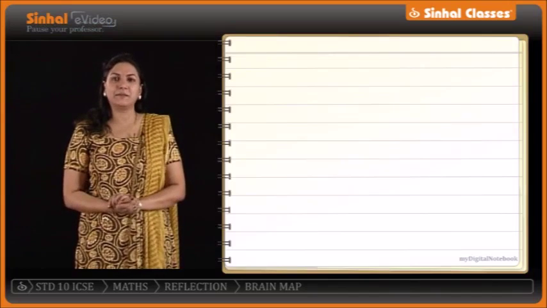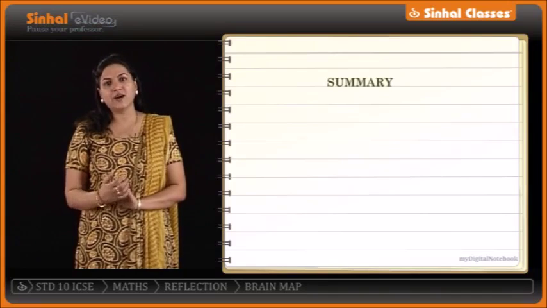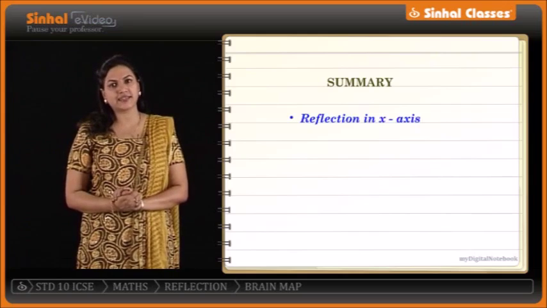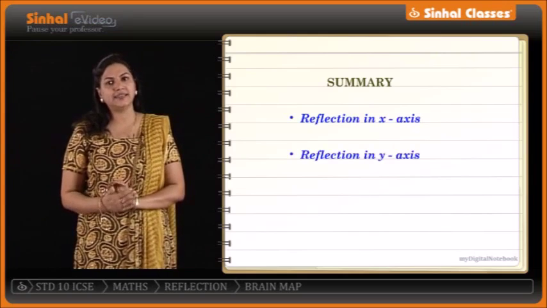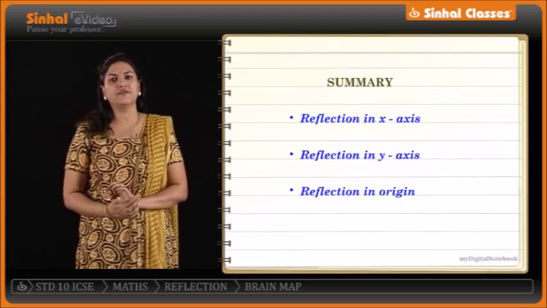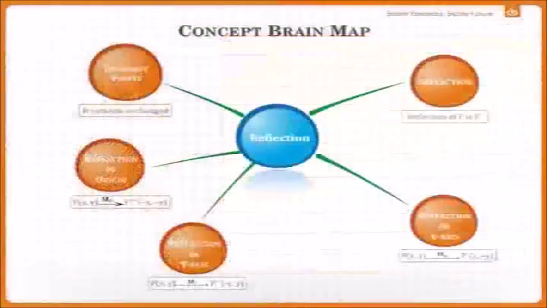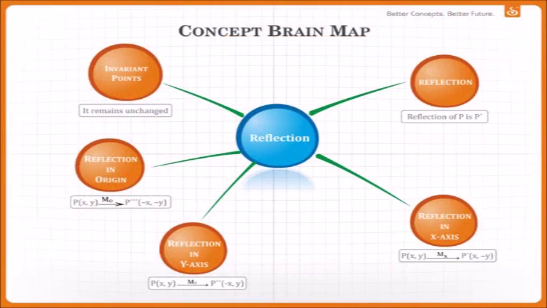Now let's look at the brain map of this topic. We now know what is reflection. We've also seen reflection in the x-axis, in the y-axis, and in the origin. Also, we have seen what we mean by invariant points. Let's revise this at a glance. What is reflection? The reflection of a point P in a line M is a point P dash such that line M is the perpendicular bisector of the line segment PP dash. Then we had seen reflection in the x-axis.